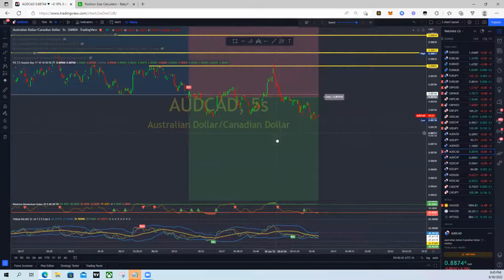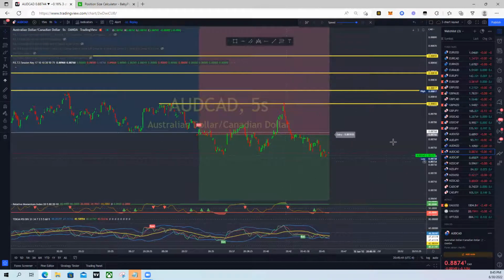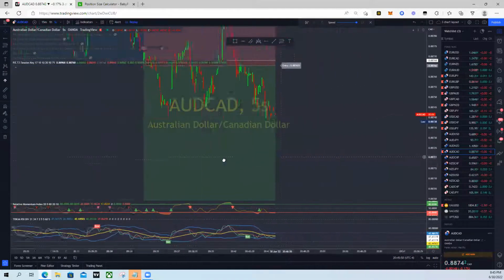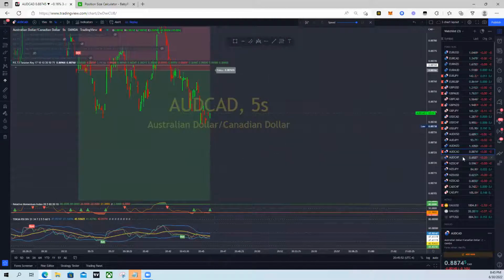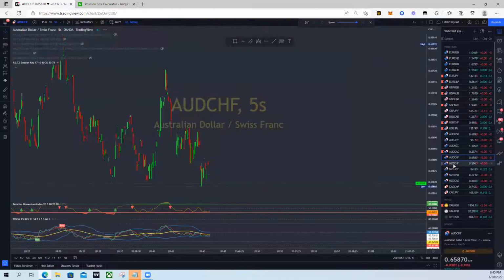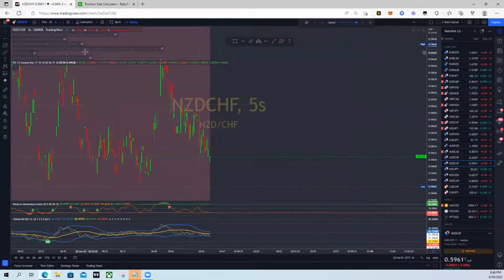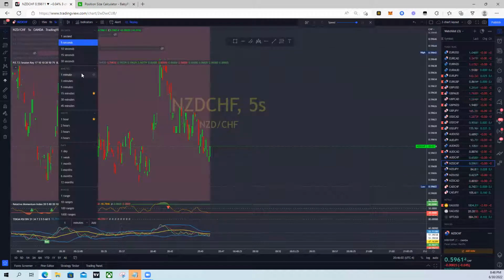If you want a better entry though, that's when your technicals will come into play. But even just as AUD CAD, I don't even trade AUD CAD, but as you can see, it is working in its favor as we speak in real time on the 5 second chart. I don't like the CHFs, so we're gonna kind of skip them. Let's go back to normal time frame.